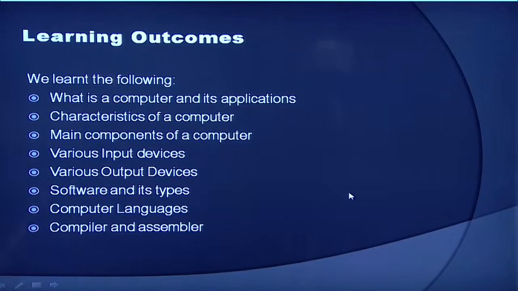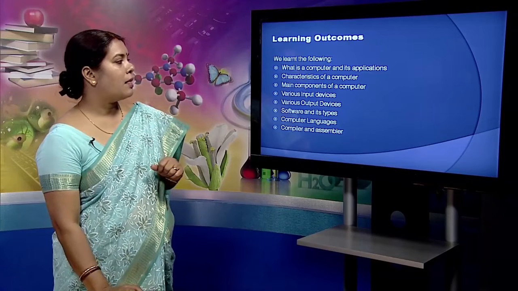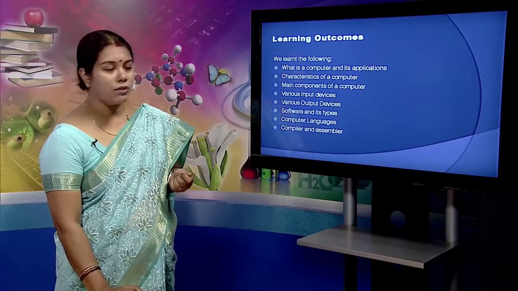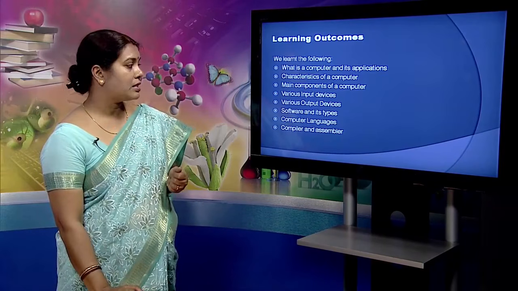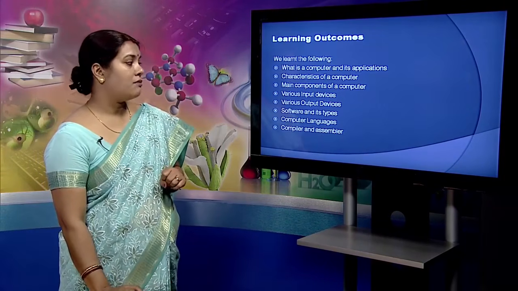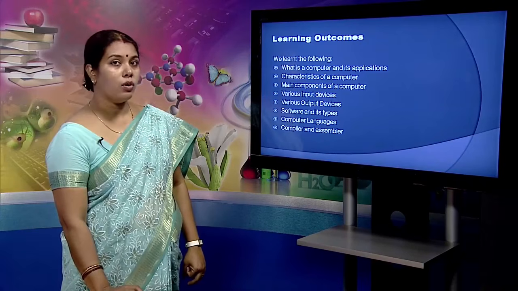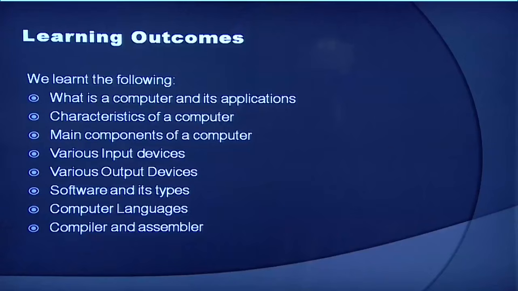So we come to the learning outcomes. What we learnt in this particular video: we learned what a computer is and its applications. We learned the characteristics of a computer. We learned the main components of the computer, the CPU, the CPU has ALU, memory unit, and the control unit. Then we learned the various input devices, we learned about the various output devices, we learned software and its types, we learned the computer languages, high and low level languages, and we also learned compiler and assembler. So from this video, viewers, learners have studied the basics of computer.